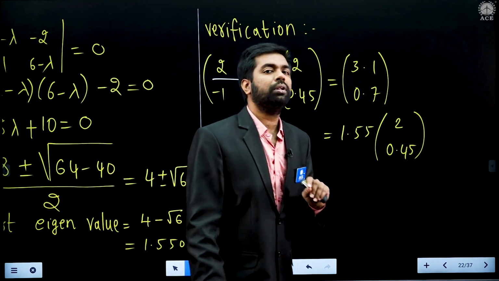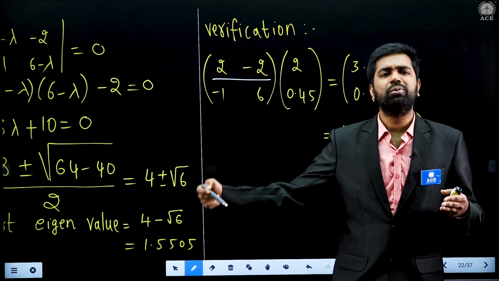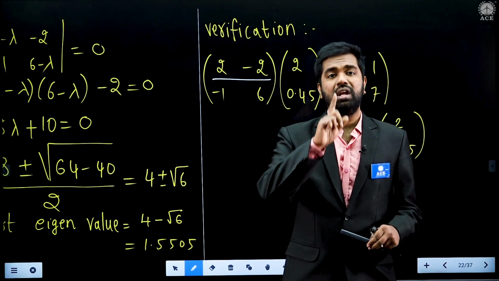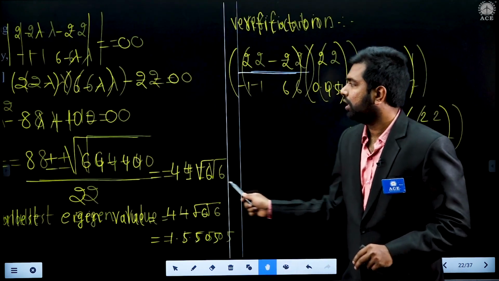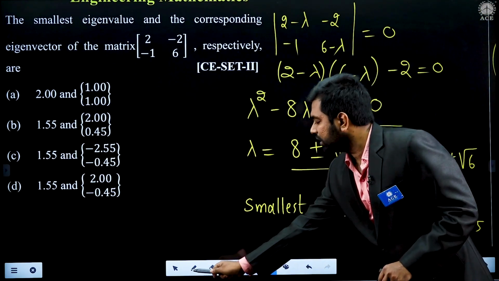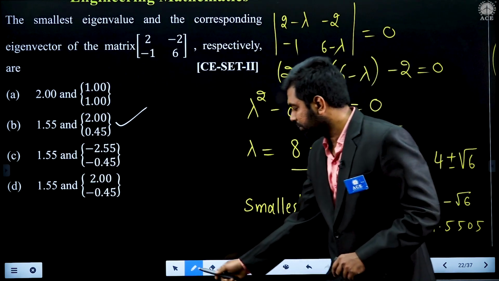This is a multiple choice question. If it was a multiple select question, then you have to verify the other options. But this is a multiple choice question. Only one answer. So what do you think is the answer for this question? It is option B. So now I can set this and go to the next question. So let's go to the next question.